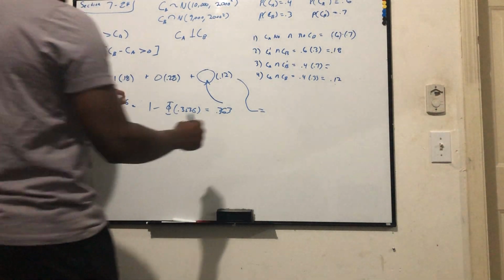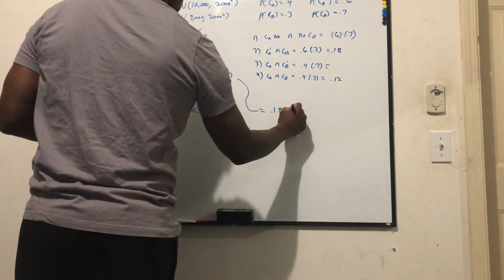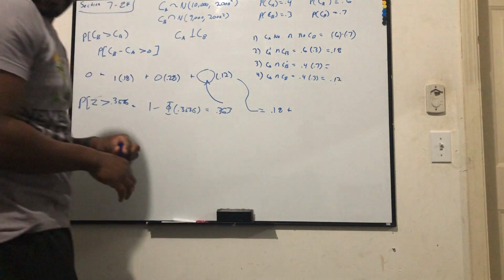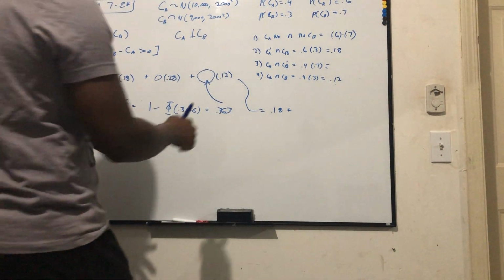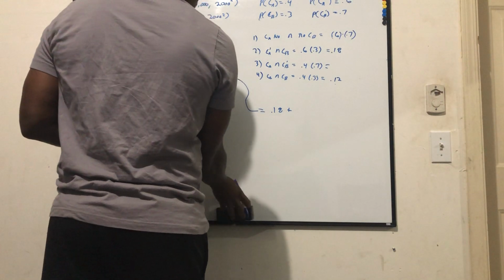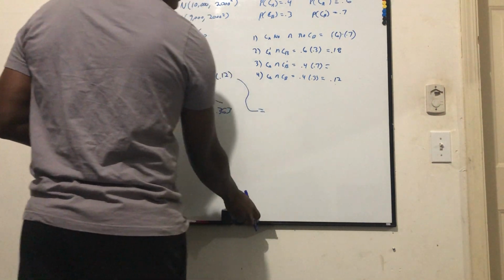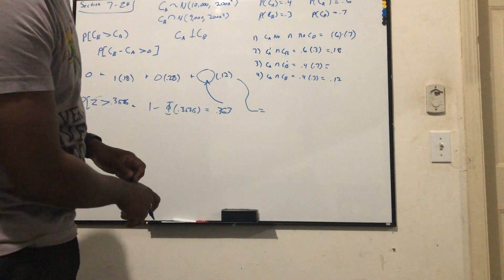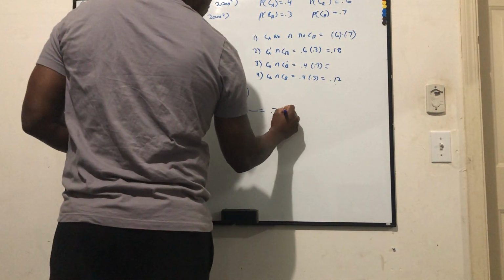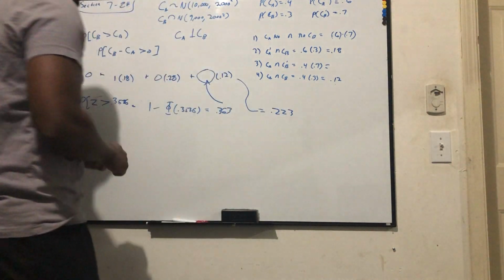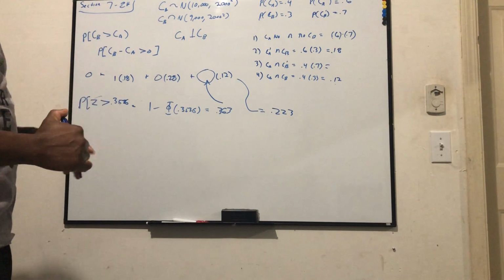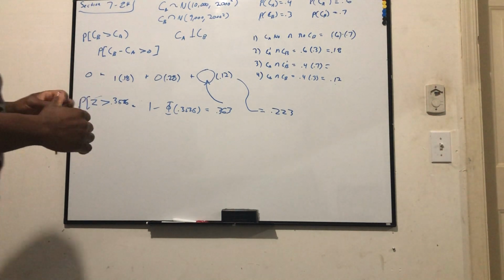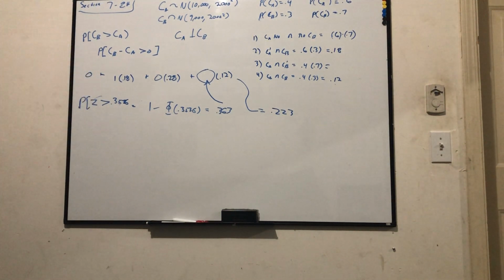Which will be 18 plus this junk here, whatever that is. I didn't even have to write it. I'll just write what the solution answer was. 0.223. And I'm sorry that I didn't do this last portion right. I'm a little tired, a little winded. And I don't care, I'm gonna leave it up there.